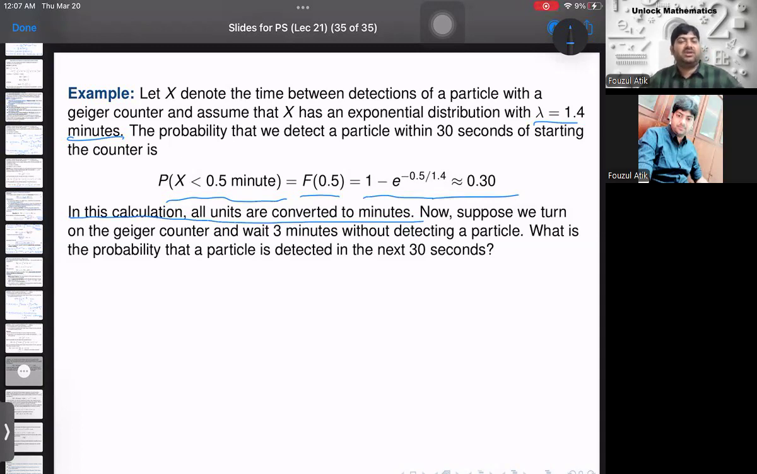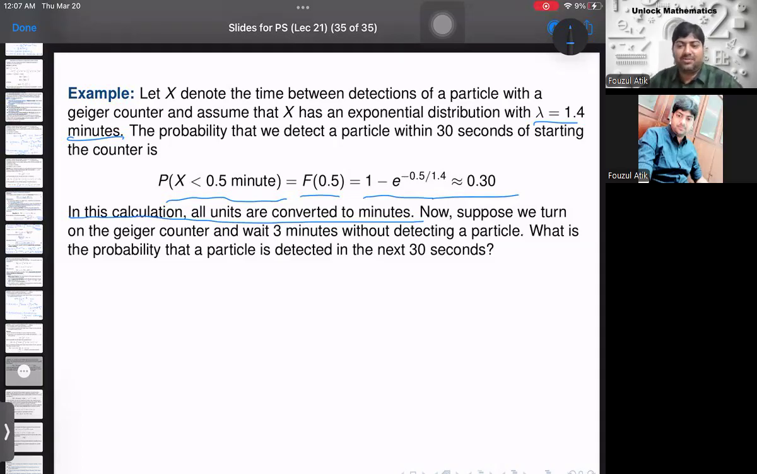This Geiger counter is actually a machine that counts this kind of measurement. So now suppose we turn on this counter and wait 3 minutes without detecting a particle. So we wait for 3 minutes and we have not got any particle. What is the probability that a particle is detected in the next 30 seconds?